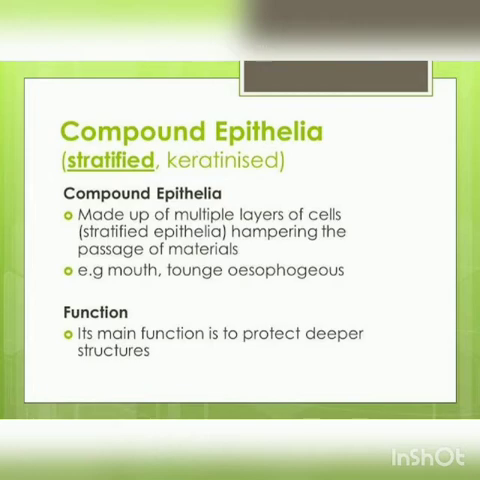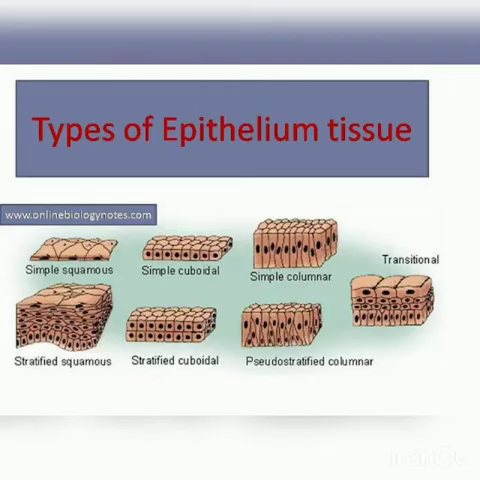ஆக மொத்தம் digestive system அப்படியே ஃபுல்லாக இன்க்ளூட் ஆகுது இந்த compound epithelium. So there are 4 types of compound epithelium. They are stratified squamous epithelium, cuboidal epithelium, columnar epithelium, and transitional epithelium. Very simple epithelium la vanda madriye dhaan. So stratified, squamous, cuboidal, columnar, and transitional.